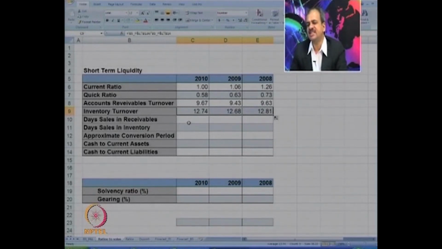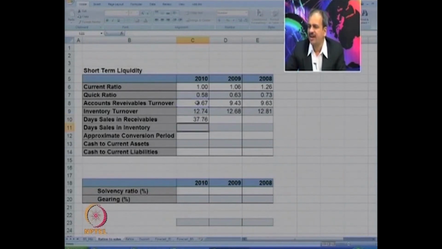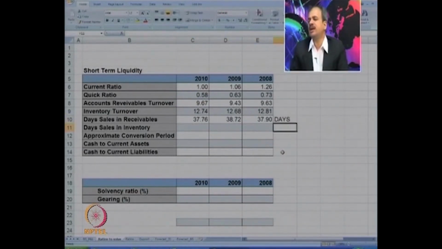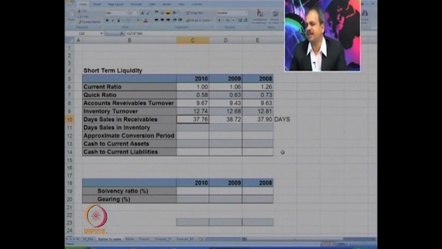Next is days sales in receivables. Instead of calculating the account receivable in terms of turnover, that is sales upon account receivable, we calculate it in terms of number of days. So here we take 1 upon this ratio and multiply it by 365. So we get 37. Remember this represents days. So earlier their account receivables were about 37 days. Then it increased to 38, now again it has gone down to 37. So it's more or less constant at the same level.